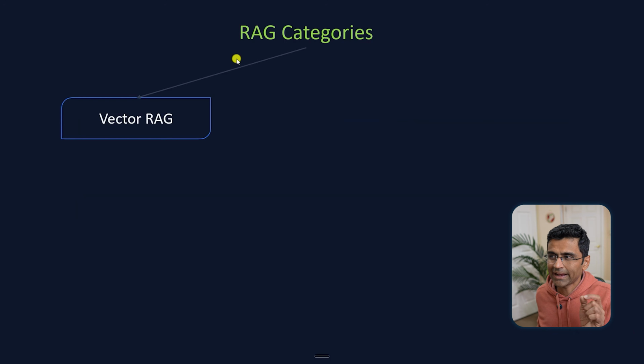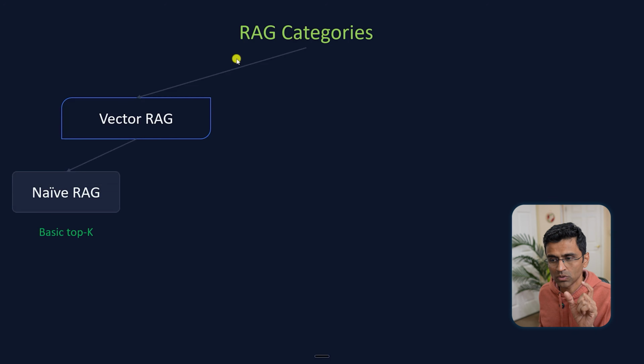Let's now look at RAG categories. The first one is vector RAG, and naive RAG is the example that we just saw, where you pull the top K relevant chunks from a vector database and answer the user's question.